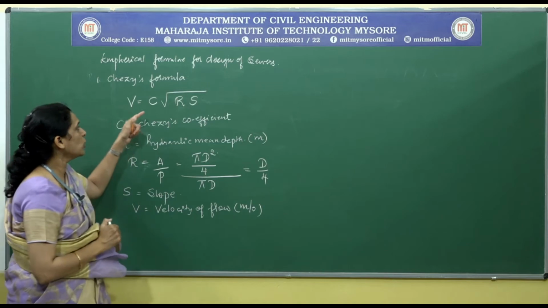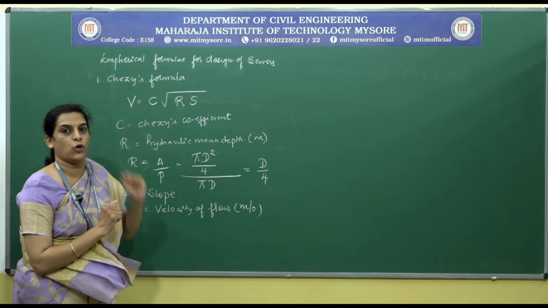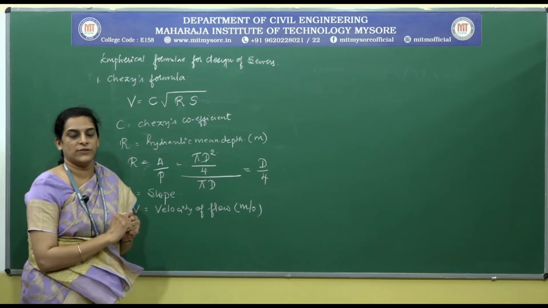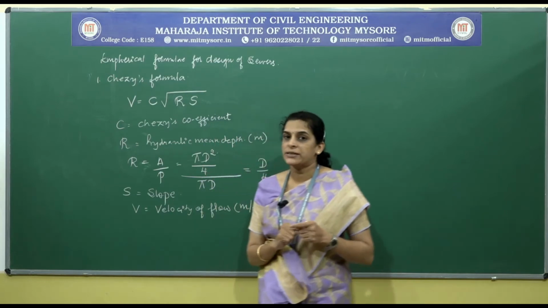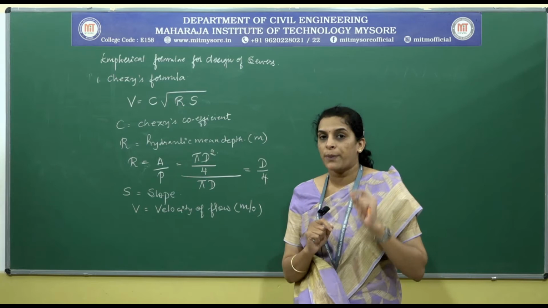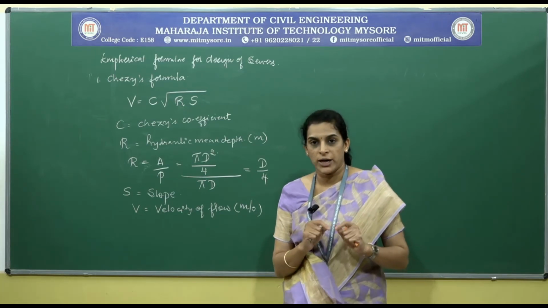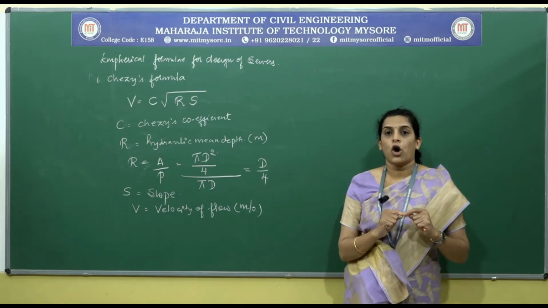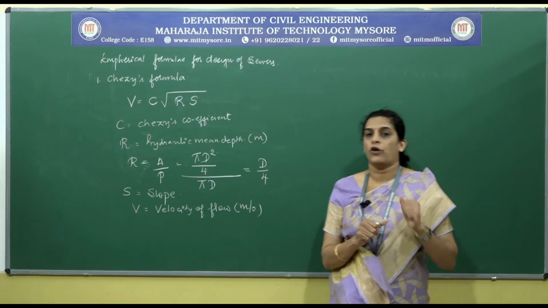Next, we shall know certain factors that influence adopting Chedji's formula for the design of sewers. Chedji's formula depends upon the shape and size of the particles, very importantly the specific gravity of the particles, roughness coefficient, roughness of the sewer material and velocity of flow.